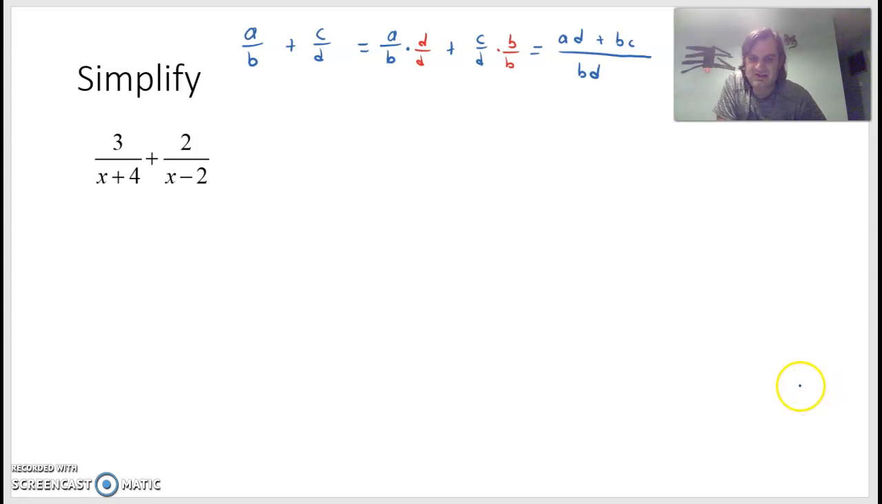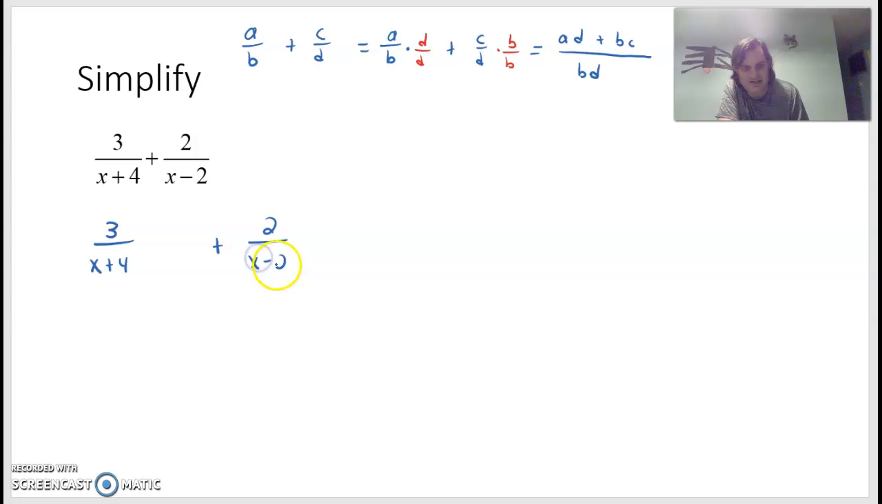So we just need to make sure we have a common denominator so that we can add these two fractions together. So let's see here. I'm going to rewrite them and leave some room. The two fractions are 3 over x plus 4, and then we're going to add to that 2 over x minus 2. So the two denominators are x plus 4 and x minus 2.